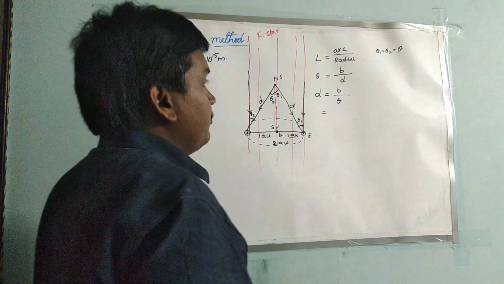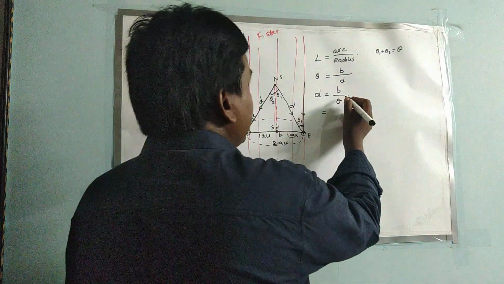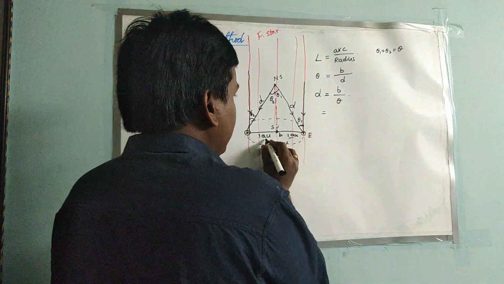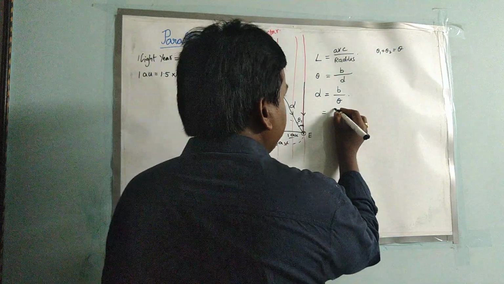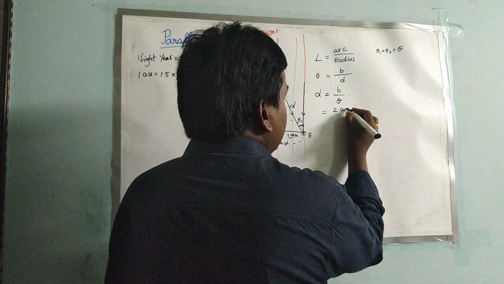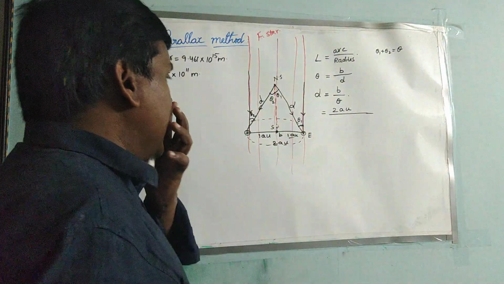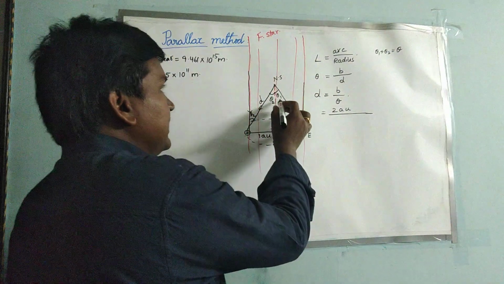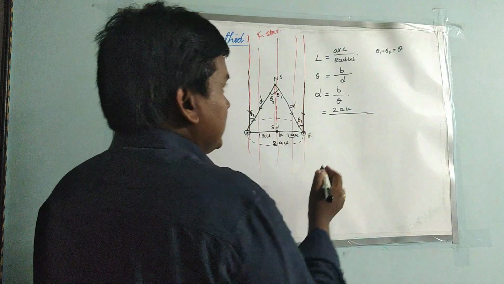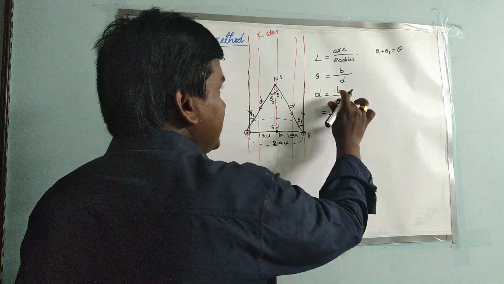And here if you consider B, what is B? 1 AU, 1 AU, 2 AU. So 2 AU by the angle. What is the angle here? The angle is theta 1, theta 2. I have considered this as theta.